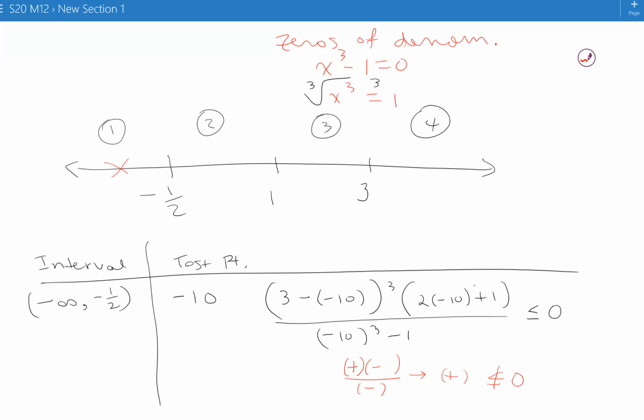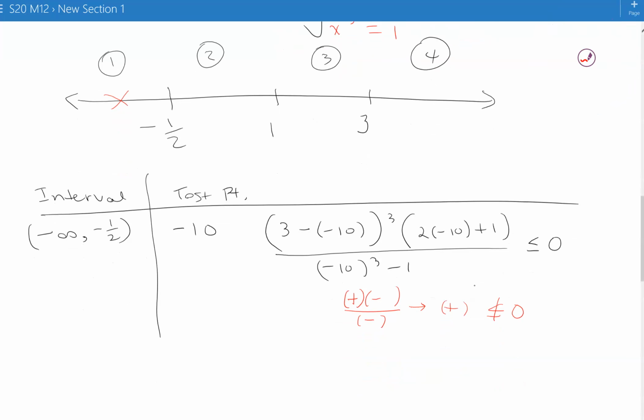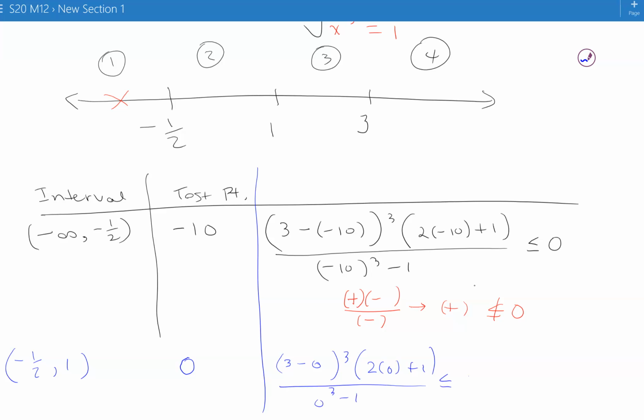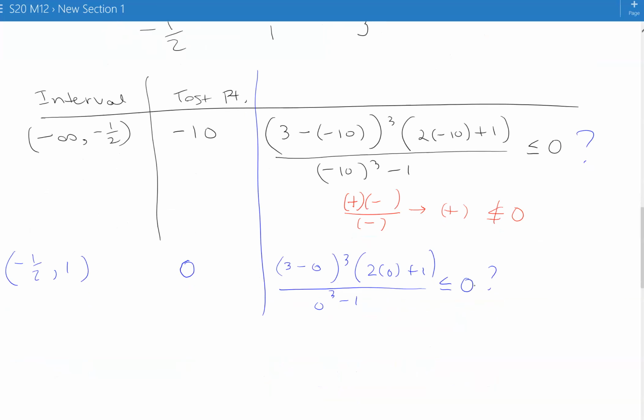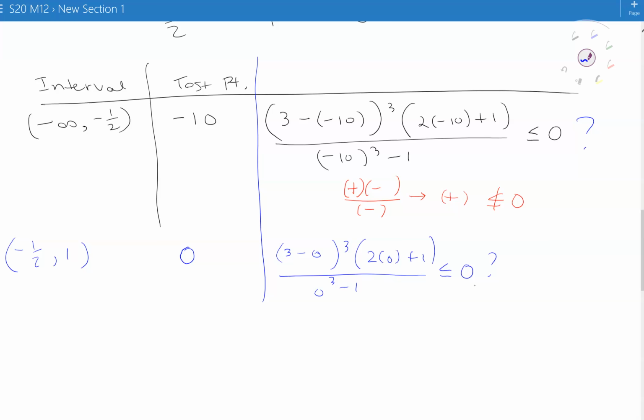Okay, so now I'm going to look from -1/2 to 1. And I'm going to pick a test point of 0. Whenever 0 is in my interval, that's always my favorite choice. So I'm going to have 3 minus 0 cubed times 2 times 0 plus 1 over 0 cubed minus 1. And I want to know if that is less than or equal to 0. So again, I'm going to do a sign chart. And I have a positive number and a positive number over a negative number. So that is negative. So I want this piece of my number line.